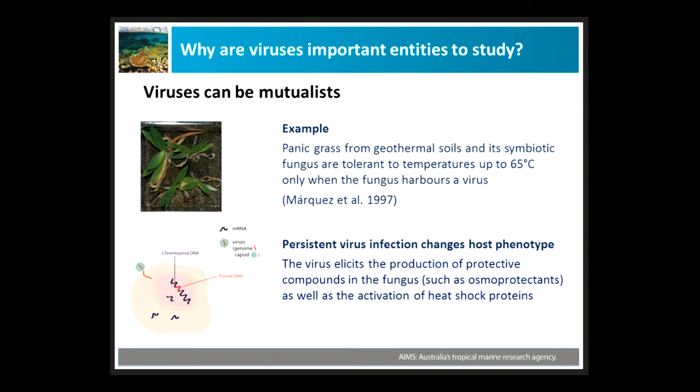And it has been shown that this virus causes a persistent infection, which means it has integrated its genome into that of the host, as indicated here by this little red squiggly thing. But it doesn't actually cause a very active infection. It shows very low expression levels, or it's not expressed at all. We don't understand the exact mechanism, but it has been demonstrated that this virus leads to the production of protective compounds in the fungus, as well as the activation of heat shock proteins. So the presence of a virus can be very beneficial to a host.